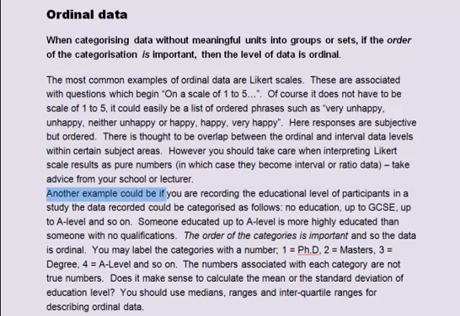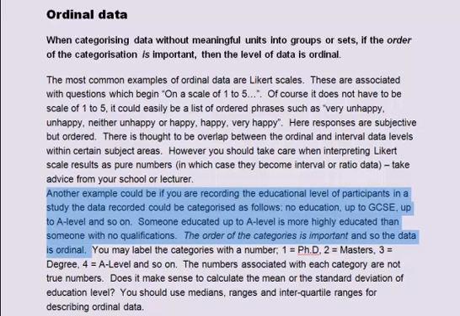Another example could be, if you are recording the educational level of participants in a study, the data recorded could be categorised as follows: no education, up to GCSE, up to A level, and so on. Someone educated up to A level is more highly educated than someone with no qualifications. The order of the category is important, and so the data is ordinal.